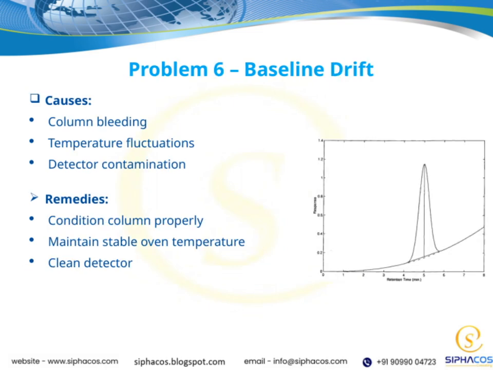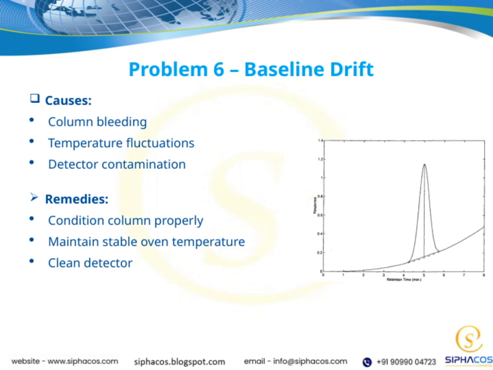Let's talk about problem 6, which is baseline drift. This is a common issue in analytical instruments that can really affect the accuracy of our results. One of the main causes is column bleeding, where some components slowly leach out of the column, causing the baseline to shift. Temperature fluctuations are another big factor. If the oven temperature isn't stable, it can lead to inconsistent detector responses. And finally, detector contamination, which happens when debris or residues build up on the detector, can also cause baseline drift.